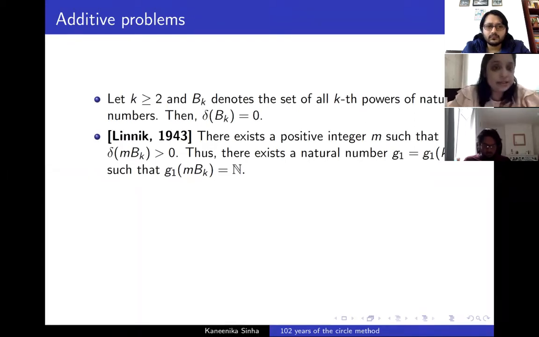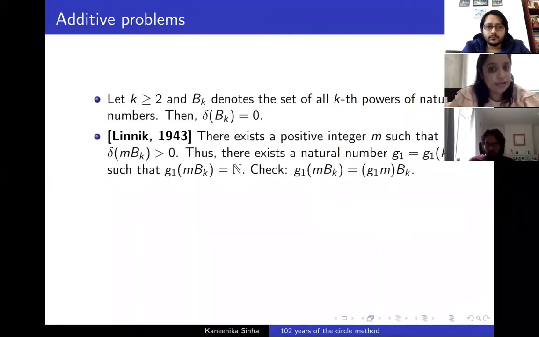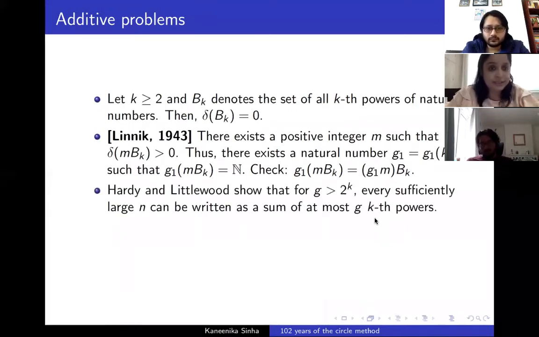So therefore, as a consequence of this, there exists a natural number g1, and when I say g1 of k, it means it depends on k, such that g1 times the set m b_k is the set of all n. And I leave it as an exercise for you to check that g1 times m b_k is equal to g1 times m of b_k. So you are giving me now a positive, finite number, g1 times m, so that g1 times m of b_k gives us the entire set of natural numbers, thanks to Linnik's theorem.